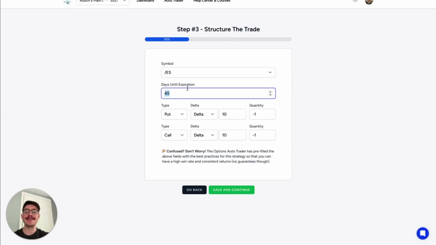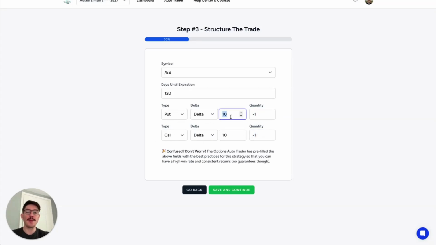Next, we're going to pick our days until expiration. Like I mentioned, best practice is between 90 to 120 days out in the future. So for this example, I'm going to go 120 days out just to give me more credit and less risk. And then right here, we're going to structure it. Selling one means that we're selling the put or selling the calls. This is a put at 10 delta.